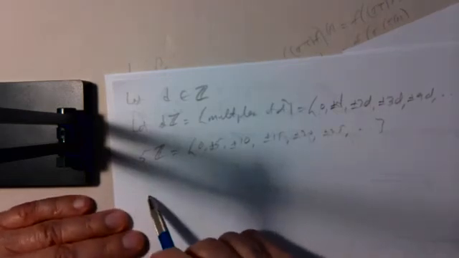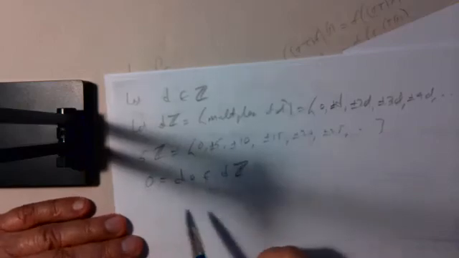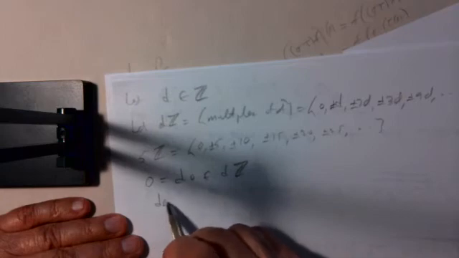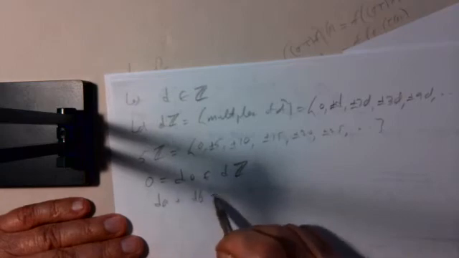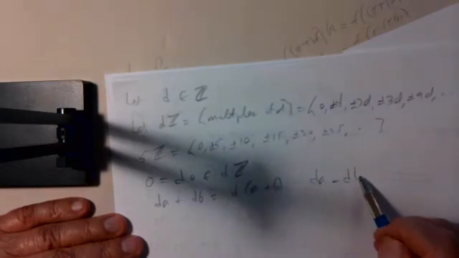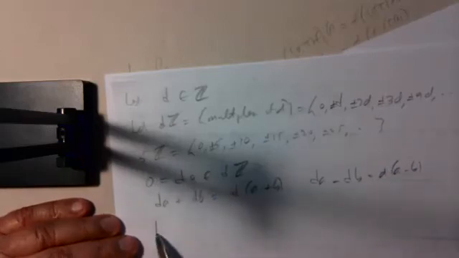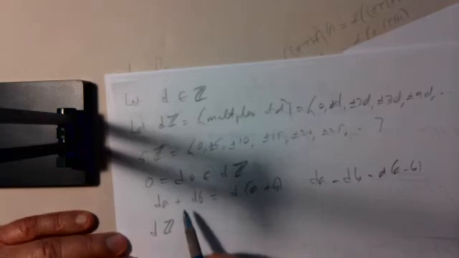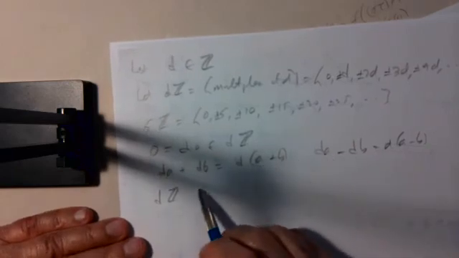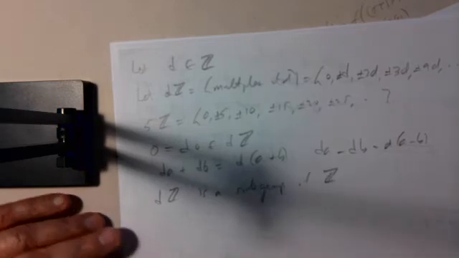And we can notice, first of all, that 0, which is D times 0, is always in this set DZ. And if you take two elements of the set, D times A and D times B, if you add them, you get D times (A plus B). And DA minus DB is D times (A minus B). So the set DZ contains 0. It's closed under addition and subtraction. This is always a subgroup of Z.